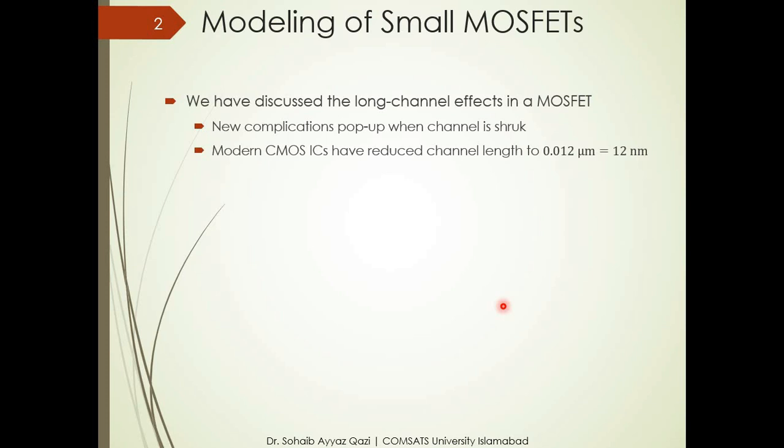To reduce the size of a MOSFET, we basically reduce, or shrink, our channel lengths or channel widths. In modern CMOS ICs, the channel length is designed at approximately 12 nanometers and even lesser. Channel length is a constant quantity because it is process dependent, while we can only modify the width of our channel.